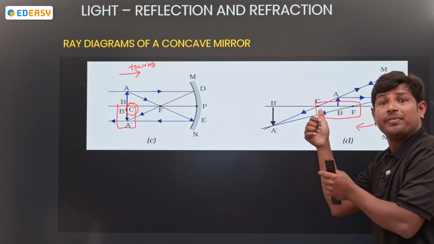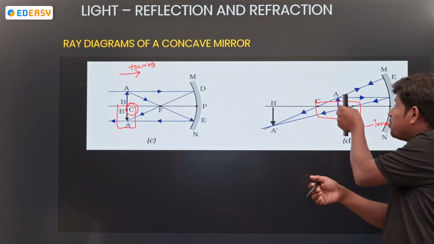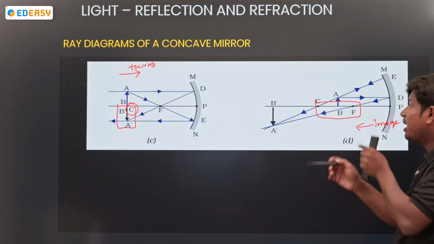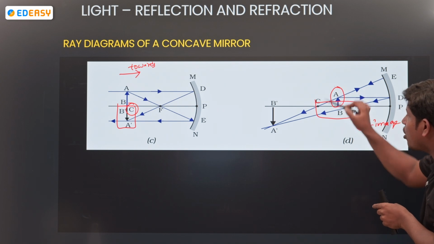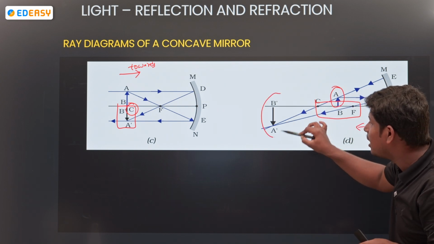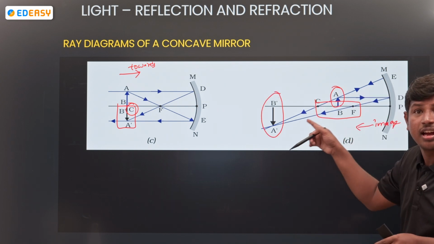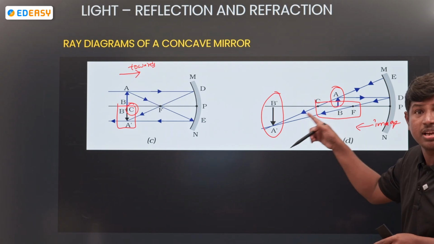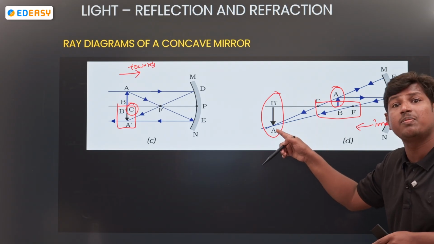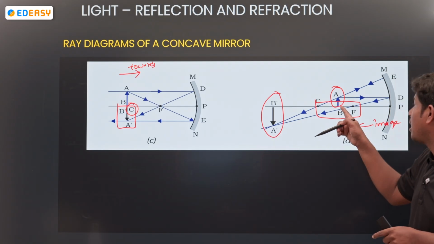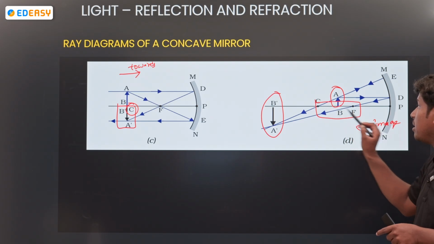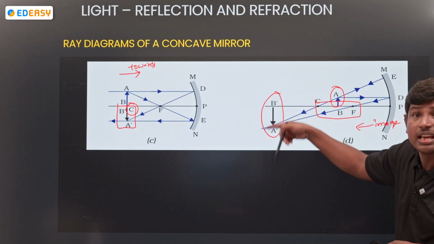But here, how is the object? The object is small. Look at that. The object is small, and how will the image be? It increases. Compared to that object, the image increases. So where does the image increase? If the object is between C and F, the image is enlarged.